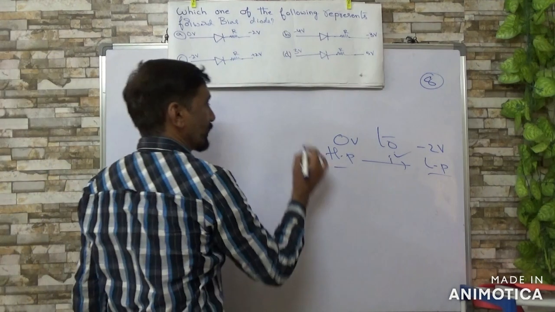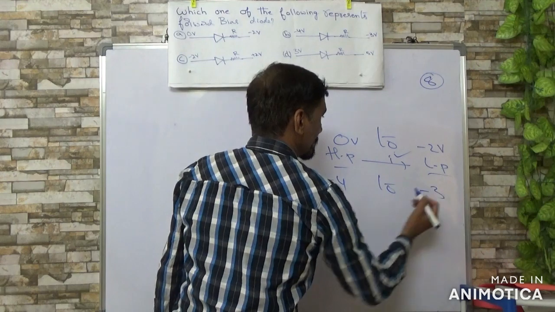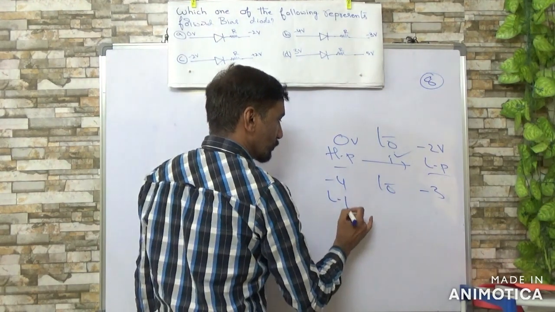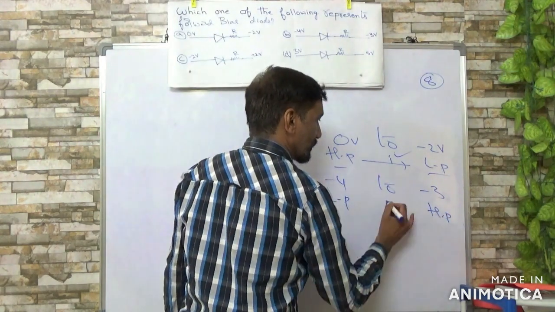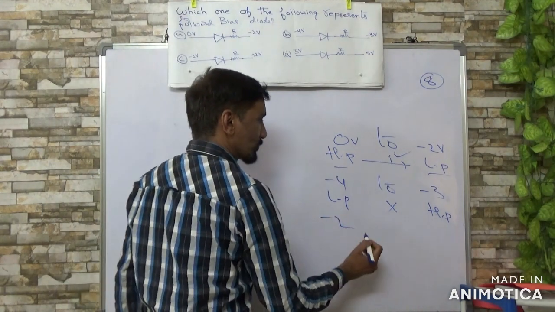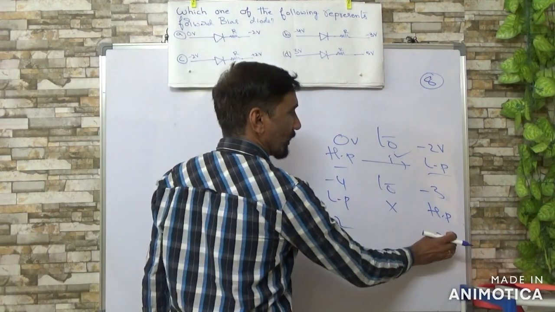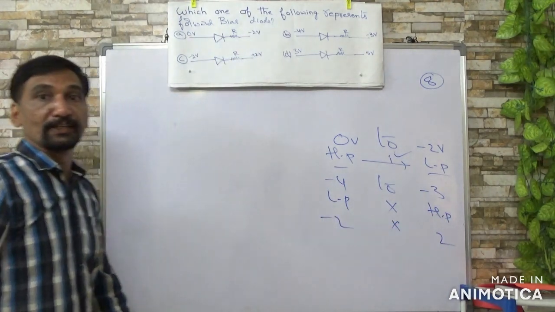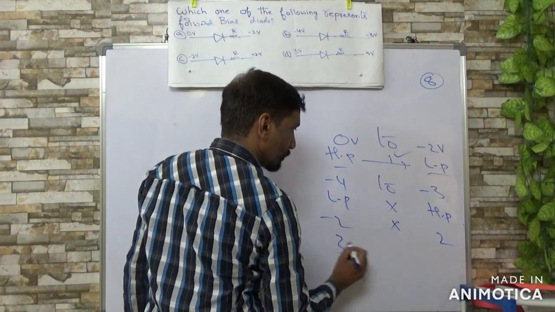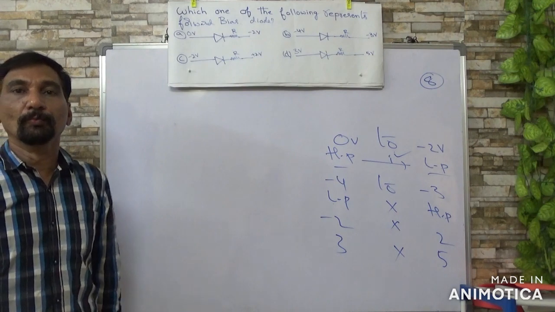Now you see the second option, minus 4 to minus 3. So you can say minus 3 is greater than minus 4. So low potential, high potential, so current does not flow. Now the next one, minus 2, 2. So this is also low potential, high potential, so current does not flow. Now in this case 3, 5. So this is also low and high. So that is why current does not flow.